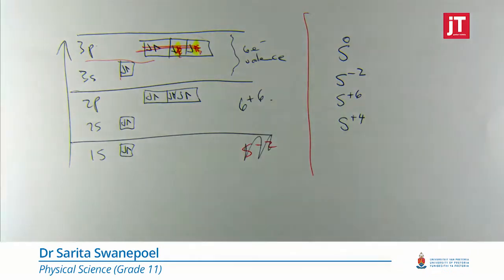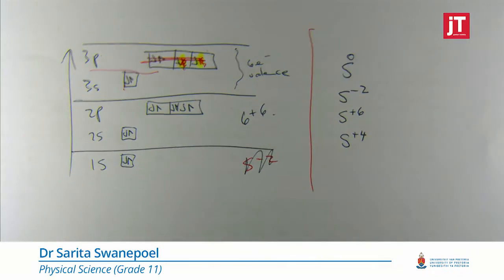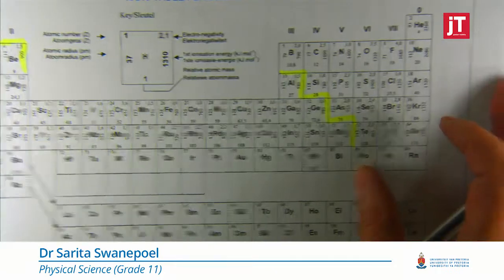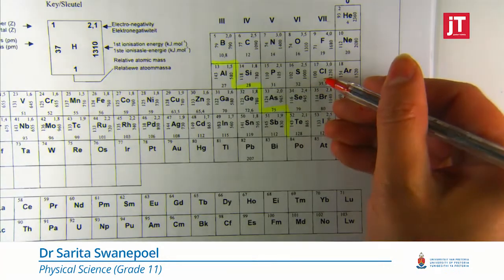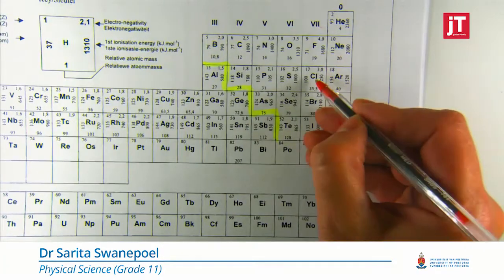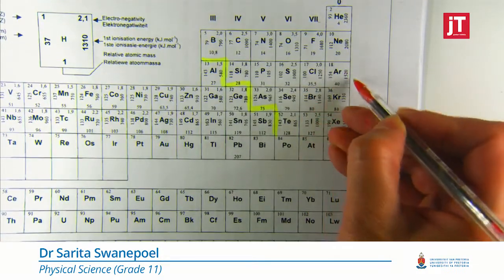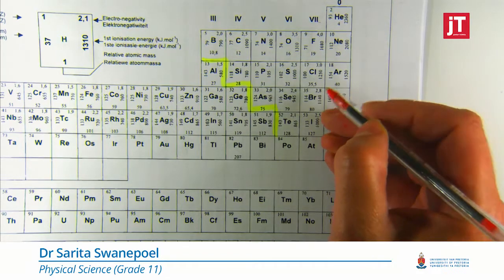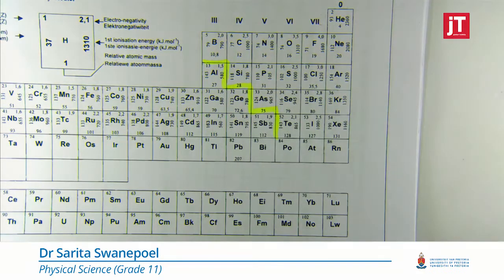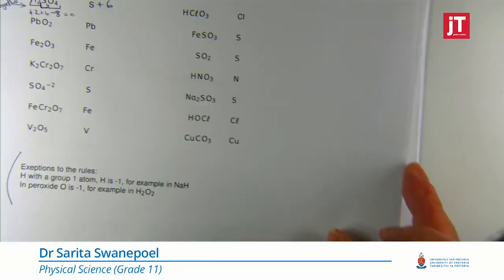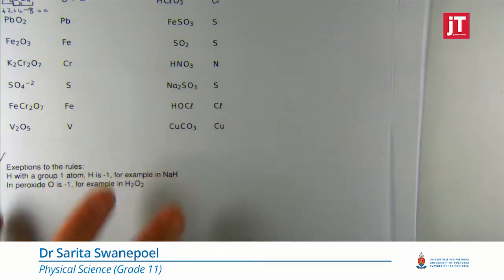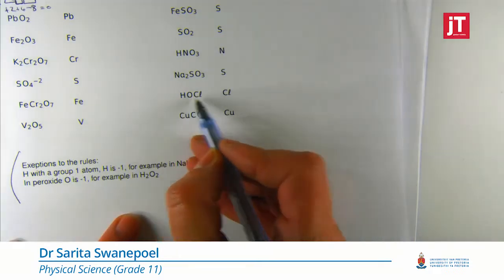Right, how about chlorine? Chlorine, you find in group 7, right. So for chlorine, what do we expect? We expect chlorine to be -1. So sometimes you get chlorine that's not -1. Let's look at one example on your page. We'll do the others just now, but just skip to HOCl down there.